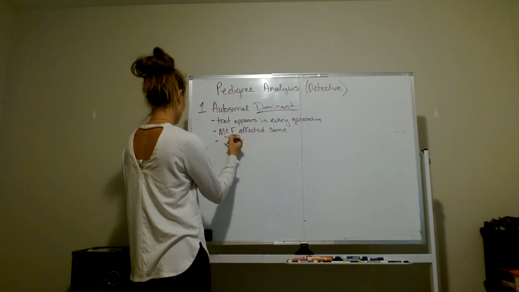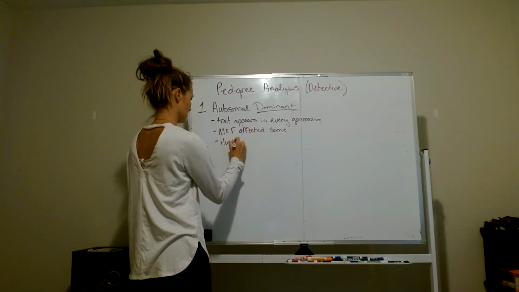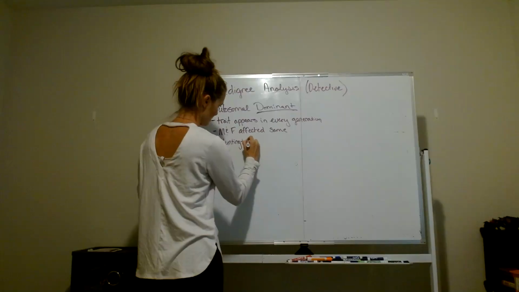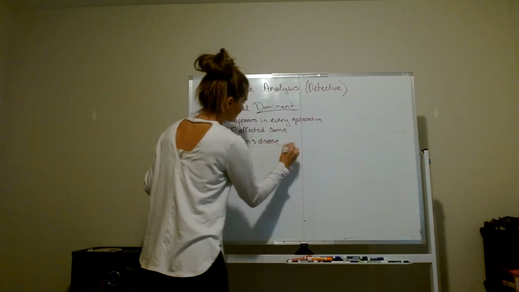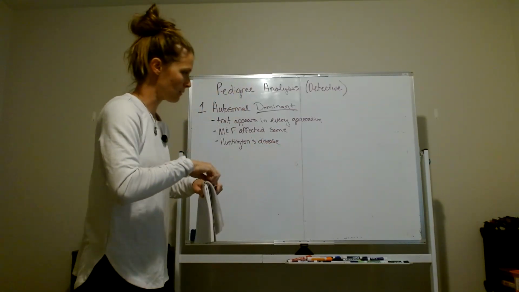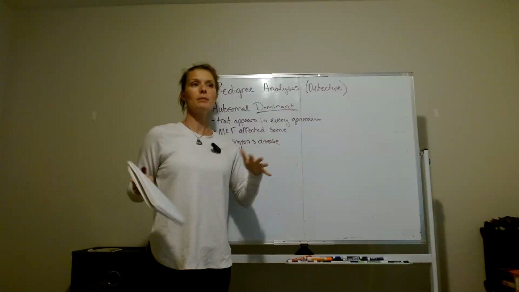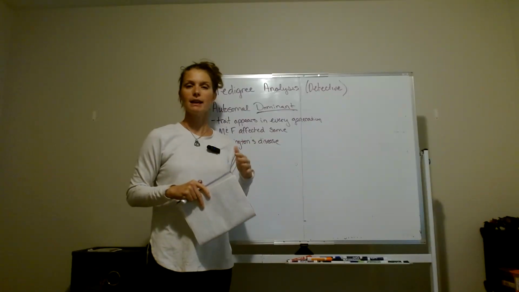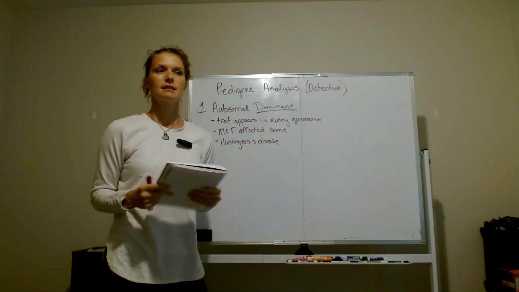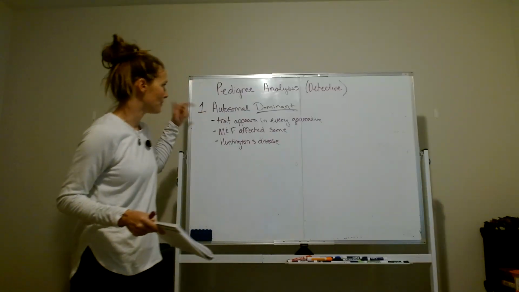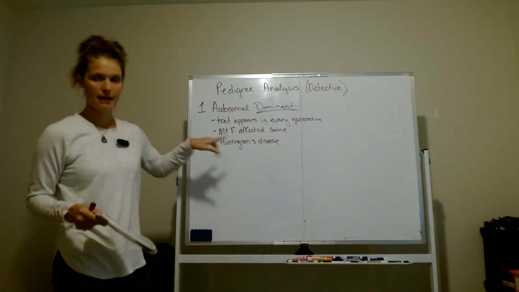One more. We have our example, Huntington's disease. This is a disease of the nervous system, where it starts to impact movement. So they have really unbalanced or uncoordinated movements, some shaking. If this gene is present, then it will pass on.